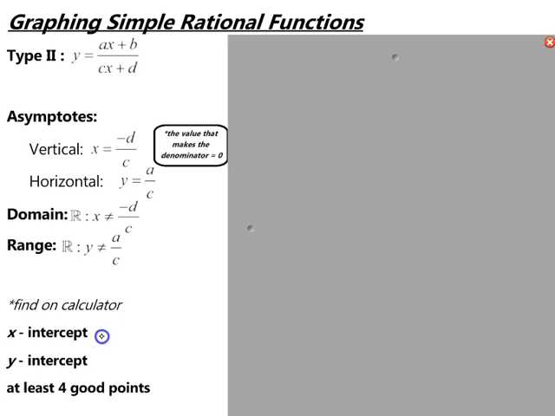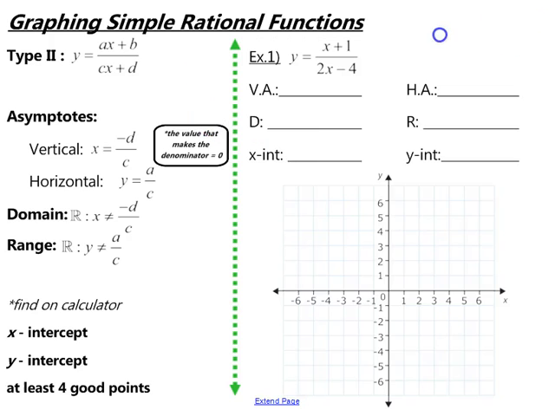And again, we're going to find the x-intercept, y-intercept, and at least 4 good points on the calculator. So let's go ahead and take a look at this example. When we're looking for the vertical asymptote, remember we want the denominator to equal 0. So we can take 2x minus 4, set that equal to 0, and then solve for x. So we'll add 4 to both sides, and then divide by 2. So our vertical asymptote is the equation x equals 2.